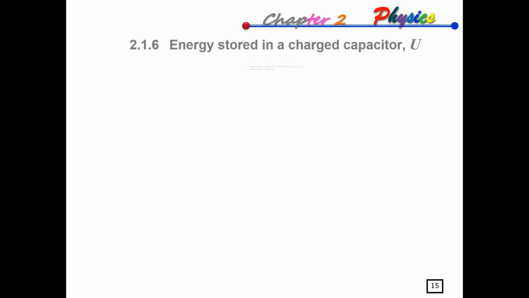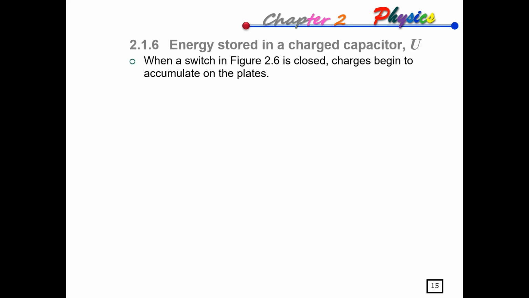Now we move to the second part of subtopic 2.1, which is energy. At the end of this part, students need to know how to derive and use the formula for the energy stored in a charged capacitor. The symbol for energy in a capacitor is given by capital letter U, as what is written here.